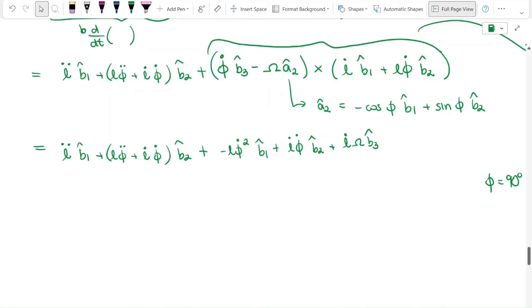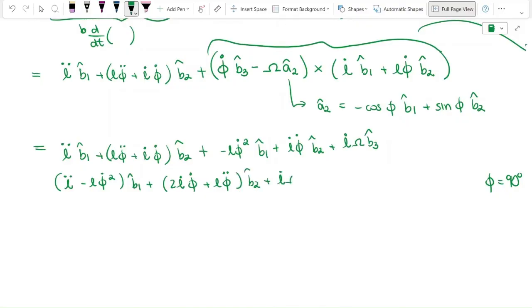And we can combine terms, so this gives us (L double dot minus L phi dot squared) B1 hat plus (2 L dot phi dot plus L phi double dot) B2 hat plus L dot omega B3 hat. So that's our first term.